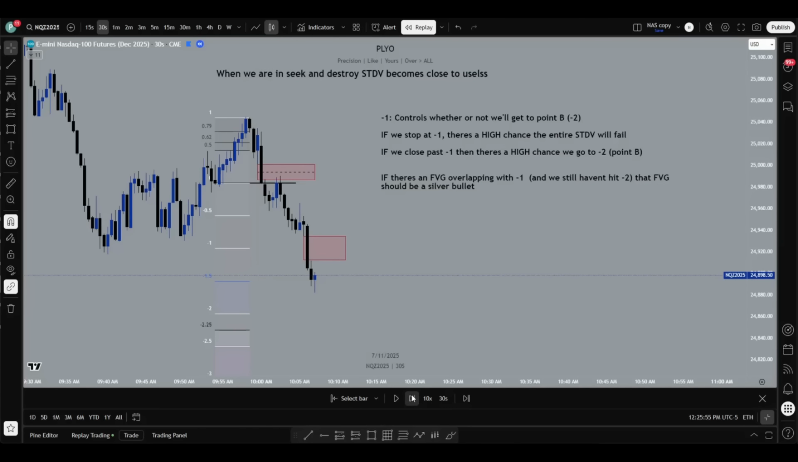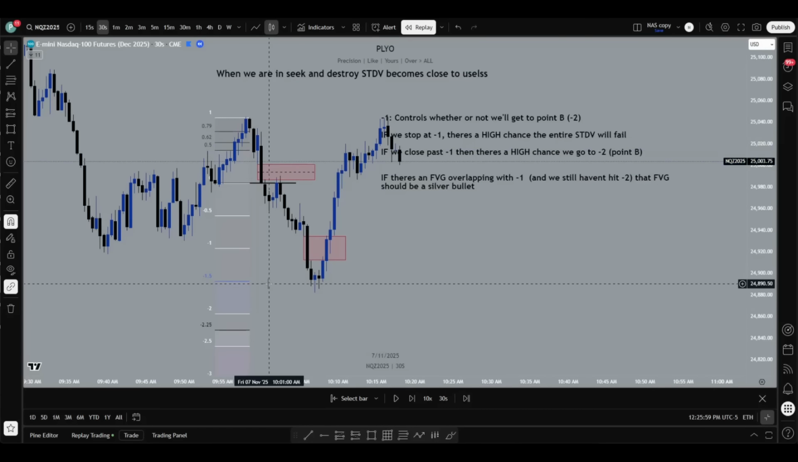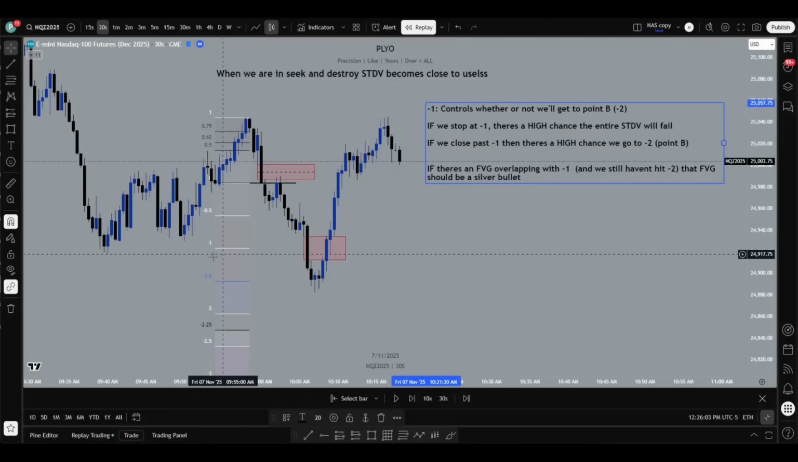Let's see what happens here. Does it hold? Not really. Now, the real reason why it didn't hold is because we hit this -1.5. Okay, that's the real reason why. But in a clean market, when we haven't hit this -1.5, if you ever see an FVG right here, it's going to be used as a silver bullet to get us down to -2. Absolutely. This one only failed because we hit -1.5. Okay, we're going to talk about what that one is in a second.